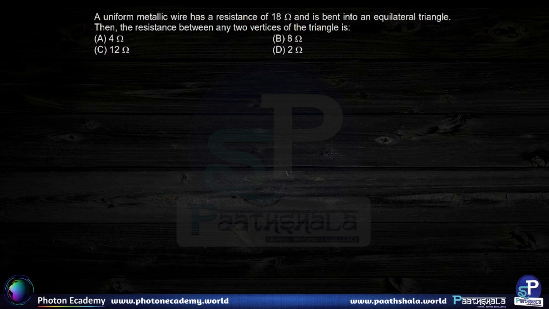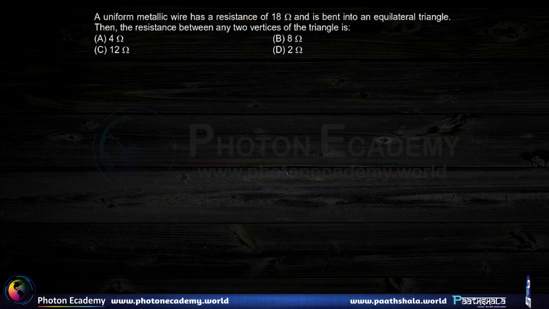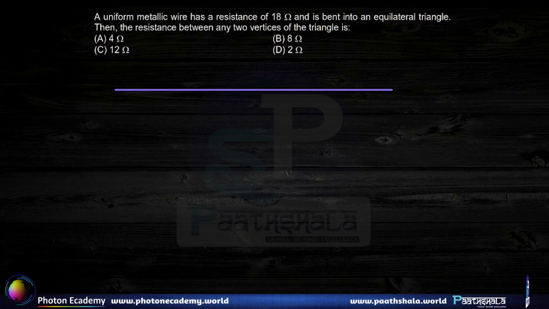Alright. So what we have over here is a uniform wire, and this wire is of a certain length. The length is not specified, but the resistance of this wire is 18 ohms. Now this wire is essentially bent into an equilateral triangle.